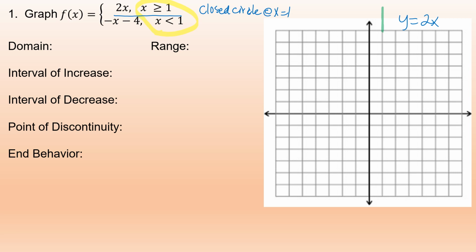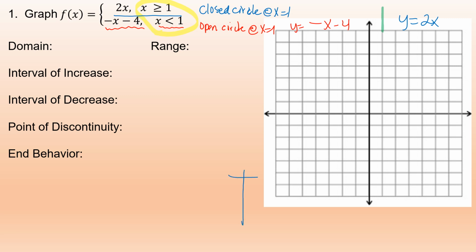And then the other part of the function, I'm going to graph negative x minus 4 when the x's are less than 1. So the negative x minus 4 is graphed on the left-hand side. Okay, that one has a less than symbol, so that's going to be an open circle at x equaling 1. We'll get domain, range, intervals of increase and decrease, and all the other info as we go through. So let's go ahead and start with graphing y equals 2x.